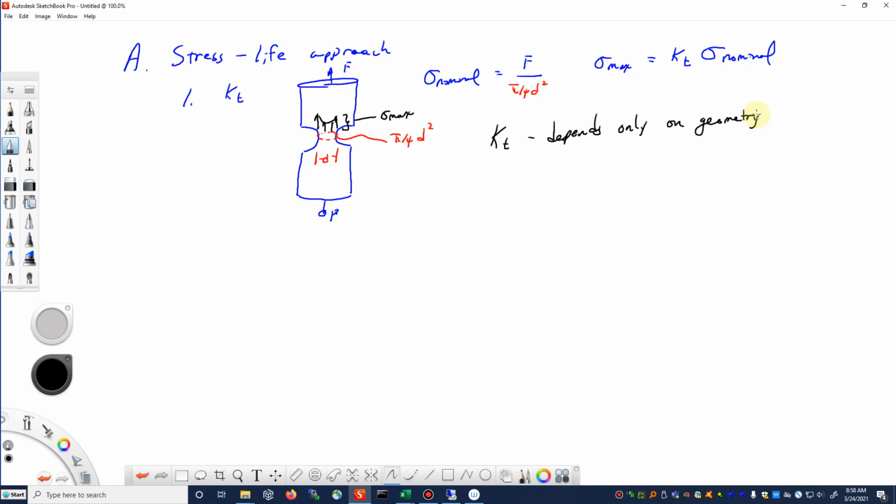If you were to yield the material, then the situation can change. But again, for elastic stress concentration, it's only dependent on the geometry of the component.